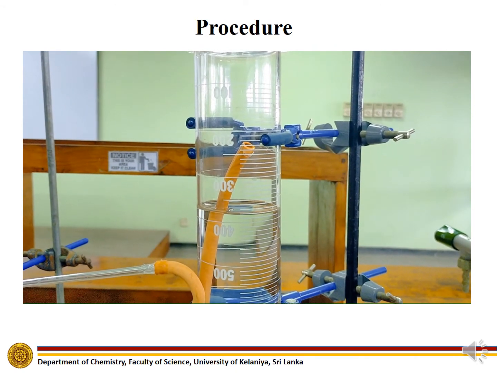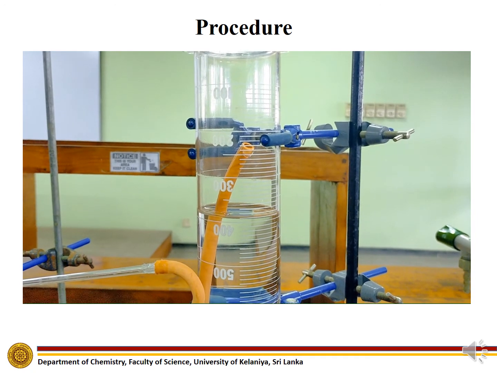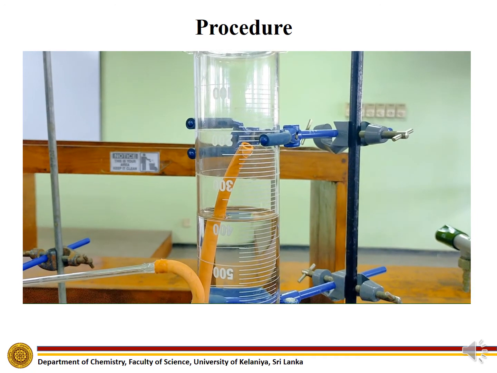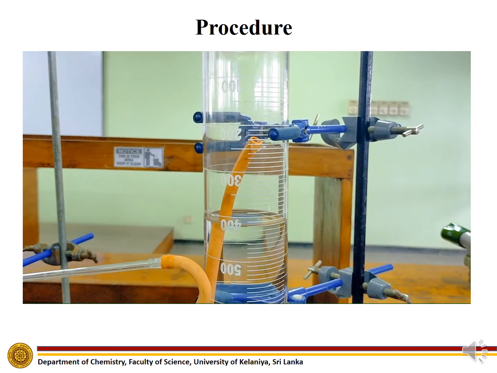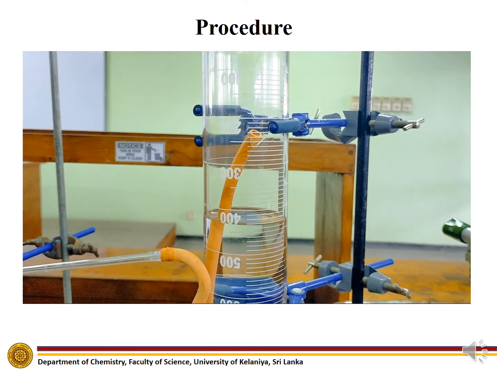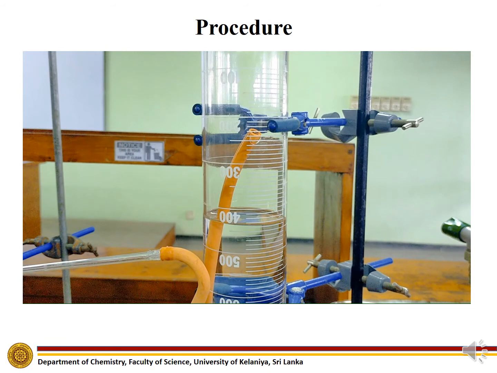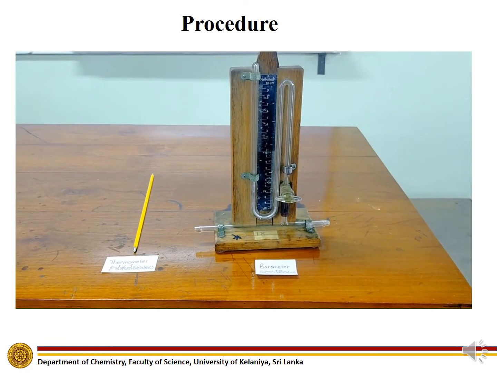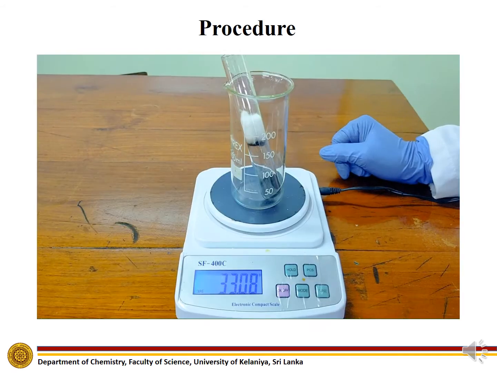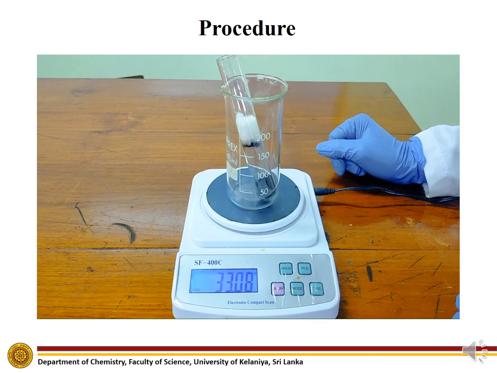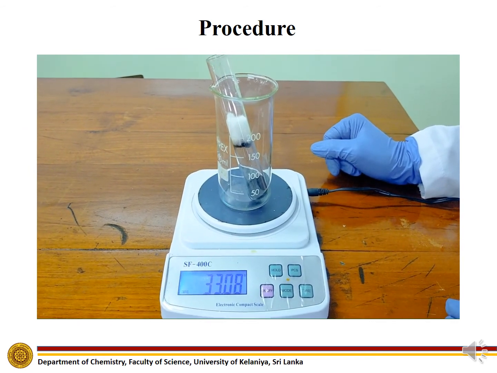When the water levels of the two containers are the same, measure the volume of the measuring cylinder. Record the room temperature and pressure using the thermometer and the barometer. Measure the total weight of boiling tube and its content again.